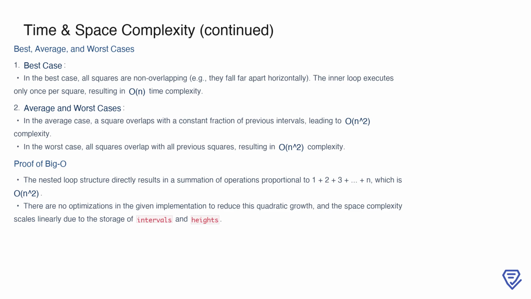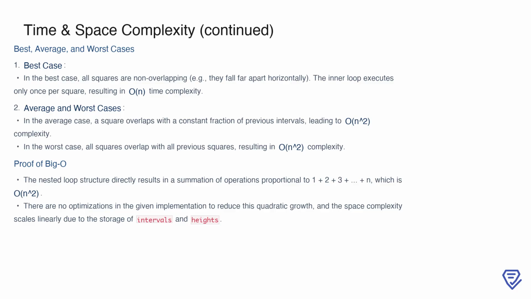Here, the inner loop executes only once per square, resulting in O(n) time complexity. In the average case, a square overlaps with a fraction of the previous intervals, leading to a total complexity closer to O(n²). The worst case occurs when every square overlaps with all the previous ones, requiring the maximum number of iterations in the inner loop and resulting in O(n²) complexity.